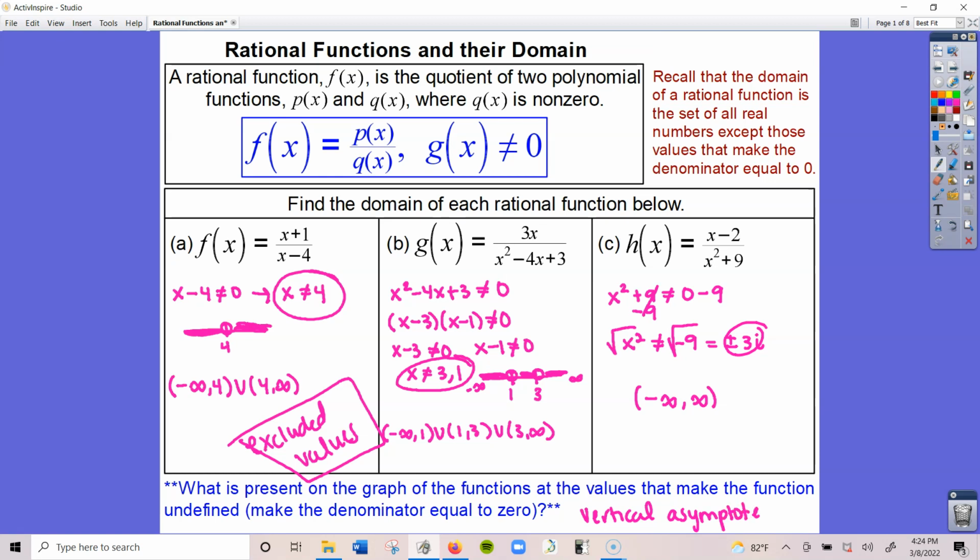As a reminder, a vertical asymptote is a line on the graph, a vertical line, that your graph will never touch. And that's why that x value is excluded.